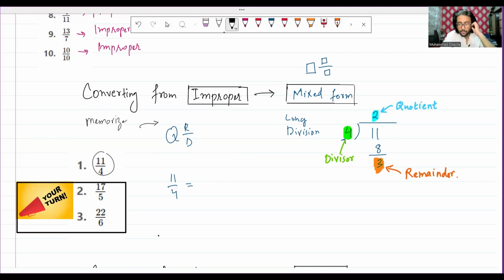Okay, QR by D. So what's my quotient here? Q means quotient, of course, R is the remainder, and D is the divisor. I think it's pretty obvious.